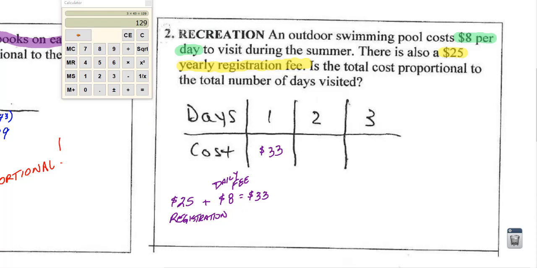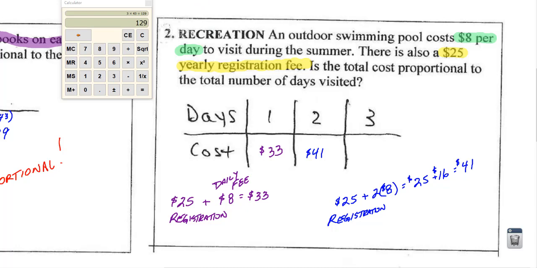Now, if I went more than one time, let's say I went 2 times, well, the first time I arrive, I've got the registration that I have to pay. Each day I swim, I'm going to pay $8. So I'm going to pay 2 days now at $8. So I'm going to pay 25 plus 16. I'm going to pay $41 to go twice. 41.